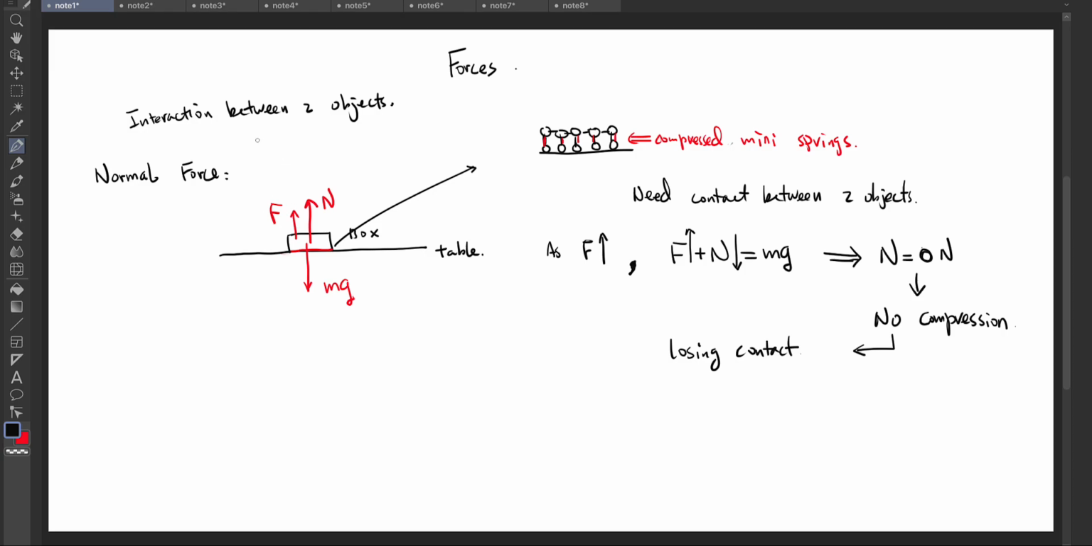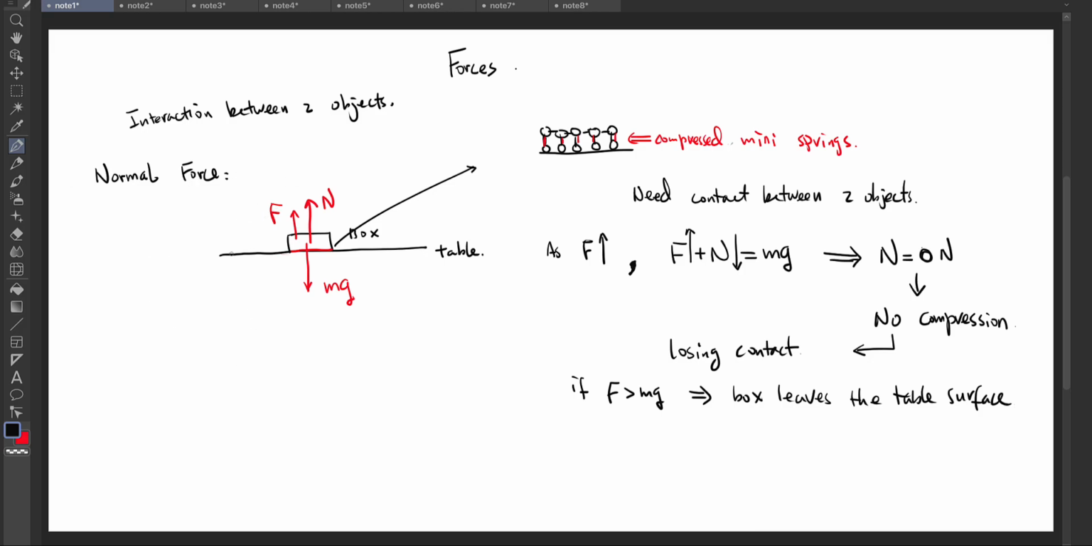And you can imagine that if I increase this force further, let's say it's greater than gravity, then the box will leave the surface, leaves the table surface. Now you see there's no contact at all, right? Losing contact. All right, so that's the concept of normal force.